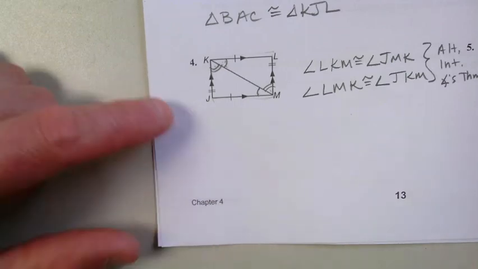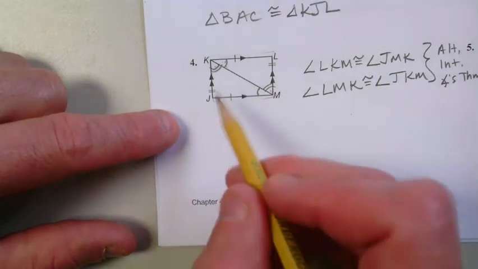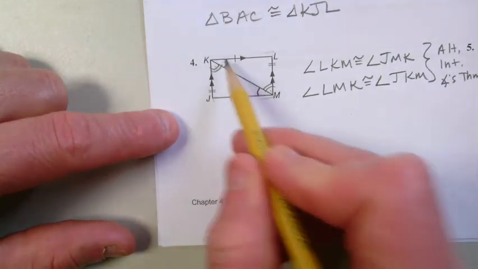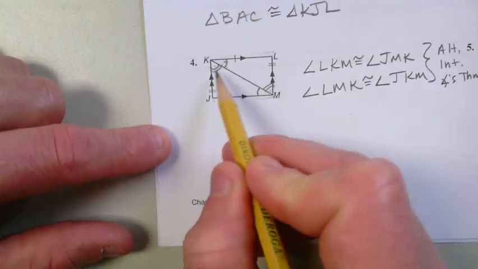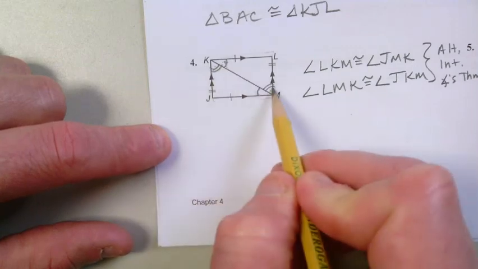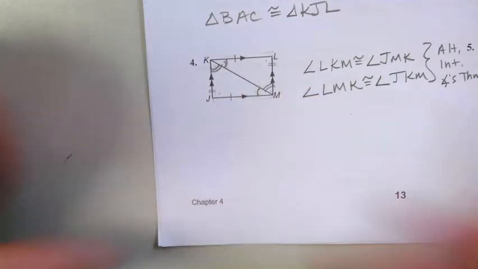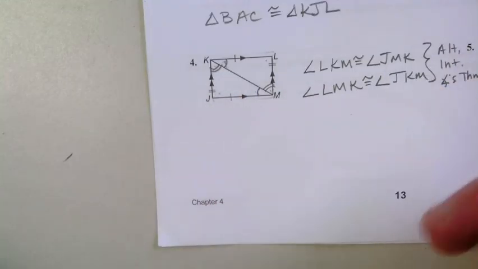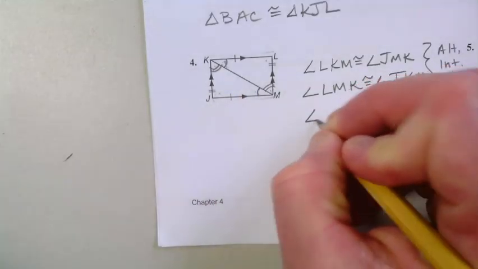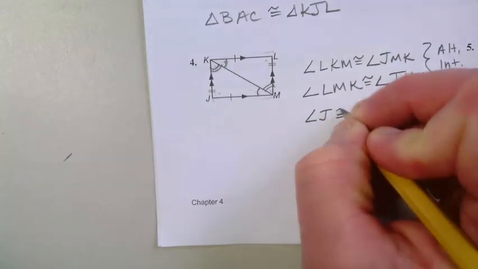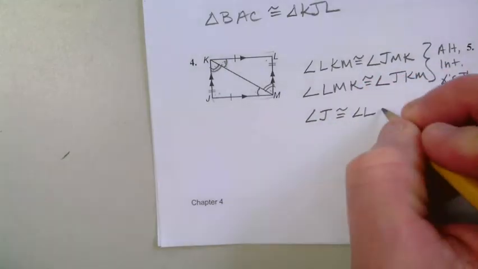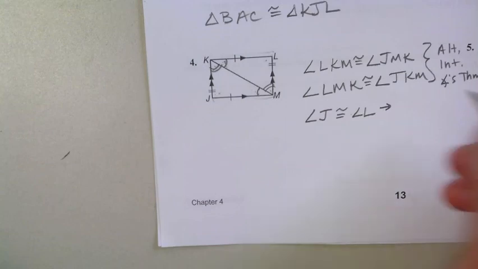Now, something we haven't learned quite yet, but we will learn down the road is this. If you have two angles congruent to two angles of another triangle, so these two are congruent to these two, then the third angles have to be congruent as well because their sum is 180 in both triangles. So I'm going to go ahead and put down that angle J is congruent to angle L, and this is by the third angles theorem.